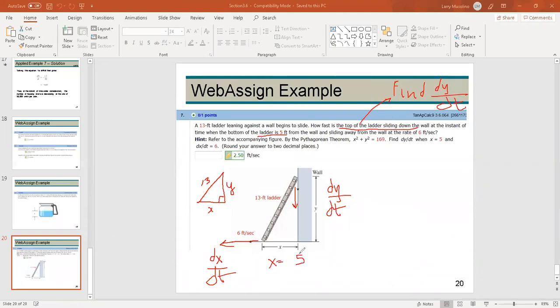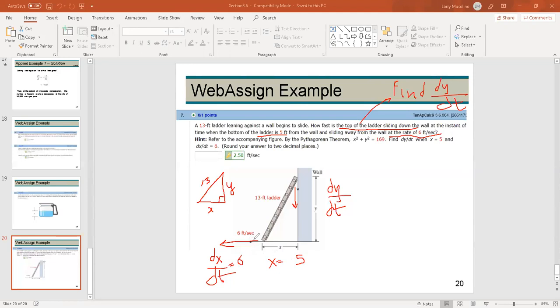They're also giving us dx dt. Notice it says here the bottom of the ladder is sliding at 6 feet per second. So dx dt is 6. All right, and of course we want to find dy dt.